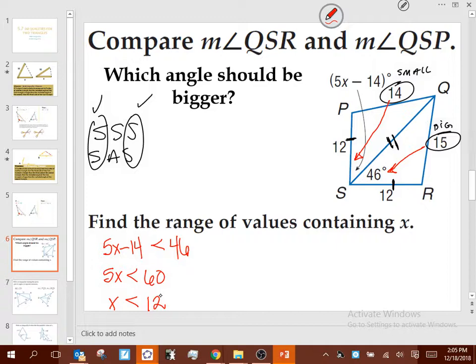Plug that in up there. What's 5 times 11? 55. 55 minus 14. 41. Is 41 less than 46? Yes, so that works. Try 10. Plug 10 in there. I get 50 minus 14 is 36. Is 36 less than 46? Yeah, okay. Plug in 9. I get 45 minus 14, right? Okay. That gives me 31.